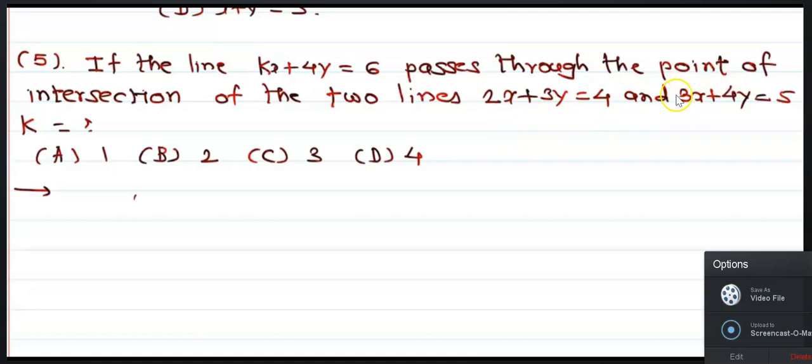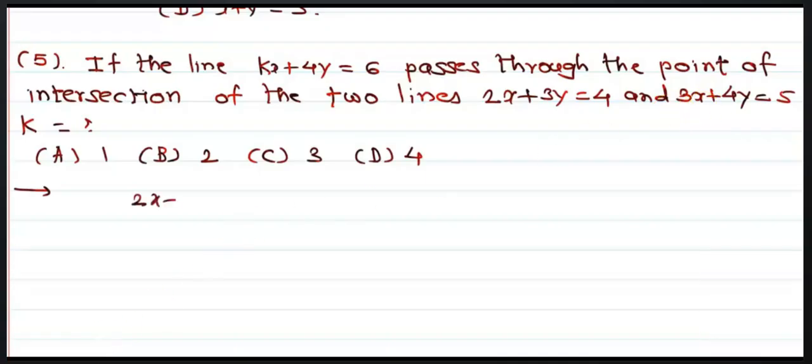Solve these two equations simultaneously. You will get the point of intersection, x is equal to, y is equal to. And this point of intersection satisfies kx plus 4y equal to 6, because kx plus 4y passes through the point of intersection of these two lines. It's a very simple question.